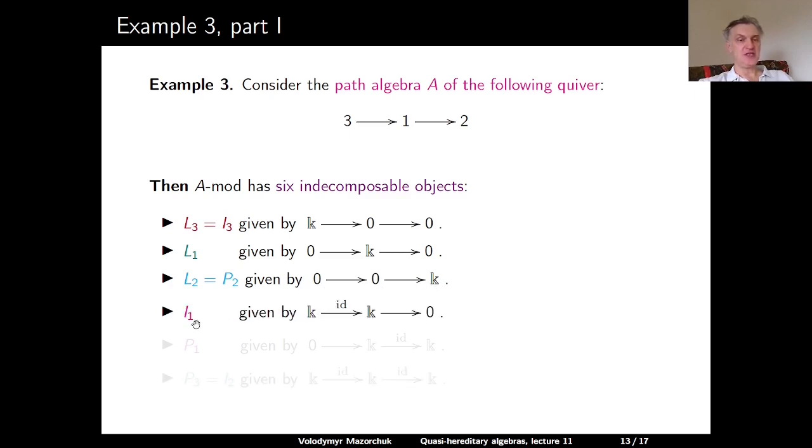Next, we have the injective module I1, which is one-dimensional at the vertices 3 and 1, with the identity map between them, and then we have 0 everywhere else. We have P1, which is one-dimensional at the vertices 1 and 2, with the identity map between them, and 0 everywhere else. And then we have P3, which is the same as I2, and this is one-dimensional everywhere, and all arrows are the identity maps.